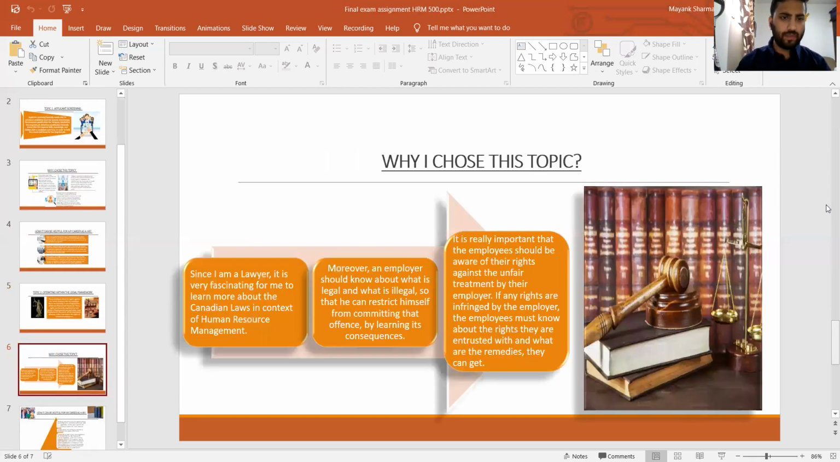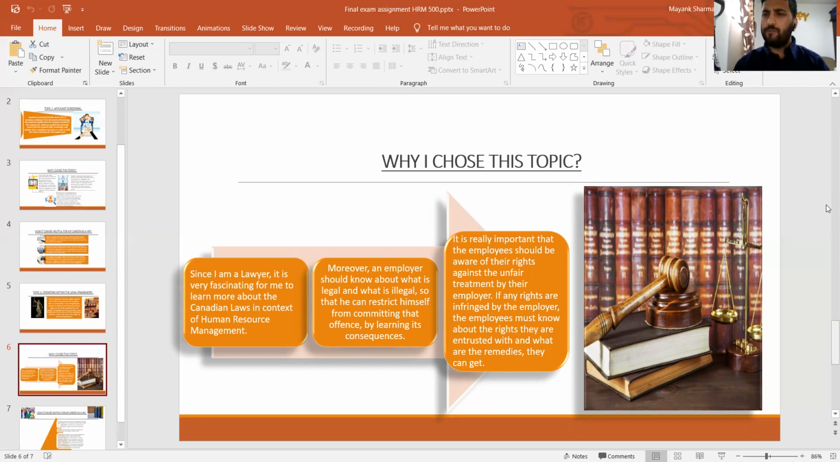I'll move to the next slide, slide number 6. The reason why I chose this topic: I told you I'm a lawyer, so I was really fascinated about learning more about Canadian laws in the context of human resource management. If I am working as an HR, I personally feel that any employer should know what is legal and what is illegal. He should know the difference between legal and illegal, where he has to restrict himself. He should know if he's committing an offense, and he must understand its consequences.